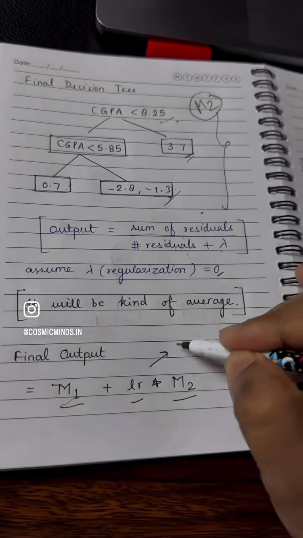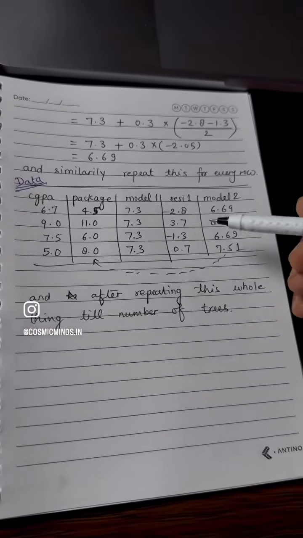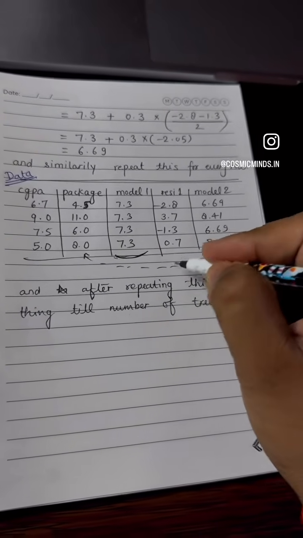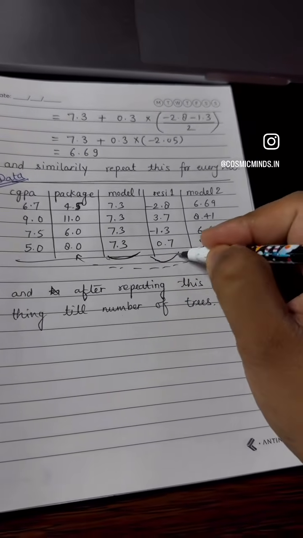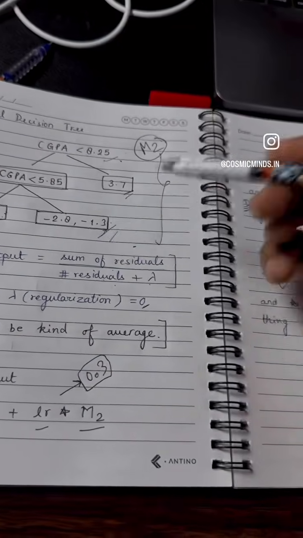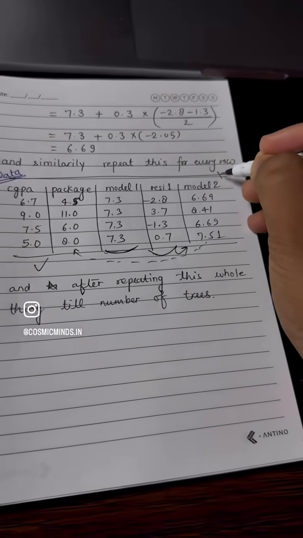In XGBoost, generally the learning rate is 0.3. This is a standard term. So now what we do, we repeat the same process. We are till here. We created this model 1 average and then we got the residuals, and then on these residuals plus CGPA we have created one decision tree, that is this one, that is model 2. And from model 2 we again have to predict values, using this formula.